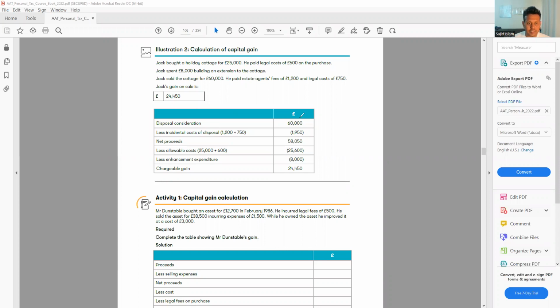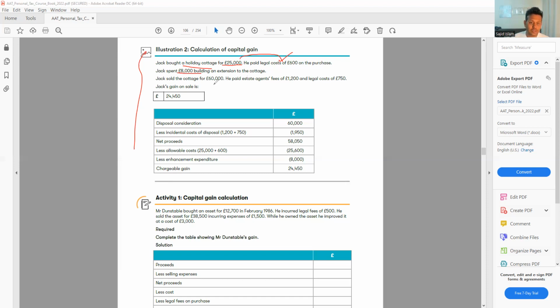So disposal consideration. Let's look at this example. Jack bought a holiday cottage for 25,000. So that's my original cost, my actual cost when I purchased it. He paid a legal cost of 600 on the purchase. So this will be added, because of course this is part of the cost. Then Jack spent 8,000 building an extension to the cottage. That means his improvement. This will also be part of the cost.